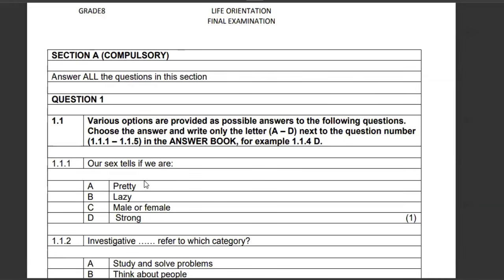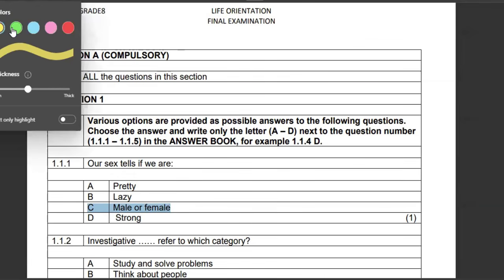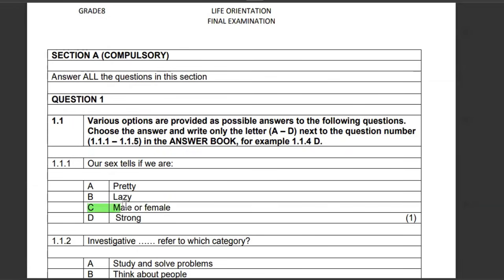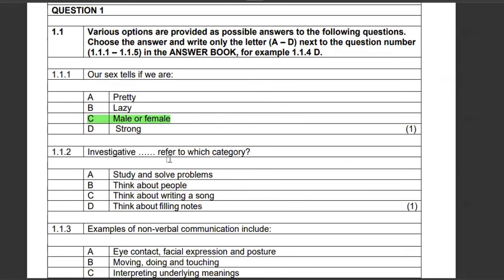When you are talking about our sex, it simply means we are either male or female. So that is the definition of sex. In other words, it is a question which requires you to define the term sex. What is the meaning of the term sex? It means the state of being either male or female. That is the definition of the term sex.